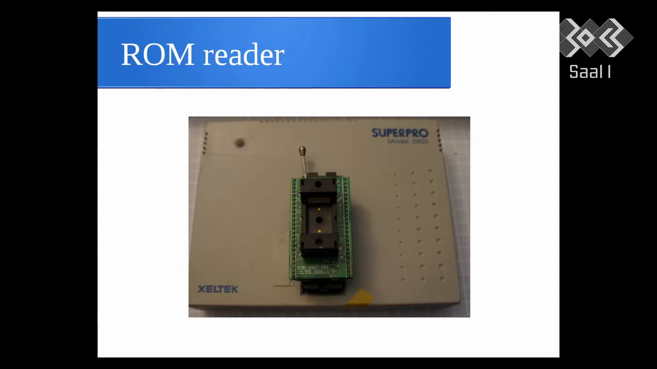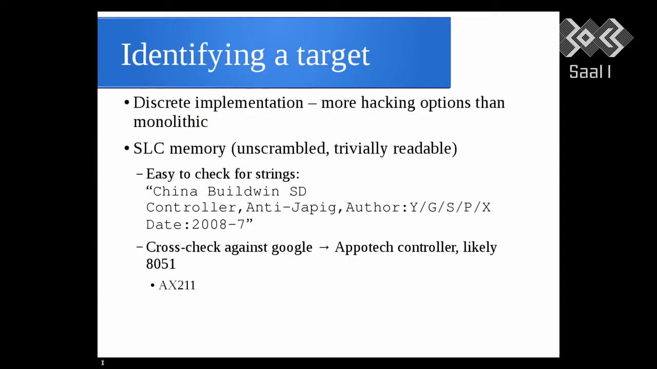And this was actually the beginning of one of our most successful threads in figuring out what's going on. We found a discrete implementation that luckily used SLC memory. SLC memory is a very easy type of memory to read with a ROM reader. We found exactly 2 cards in the whole market that were still using SLC memory. And of course, it's easy to just run strings and cat for it.